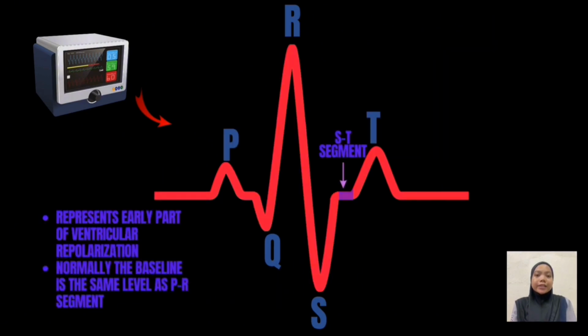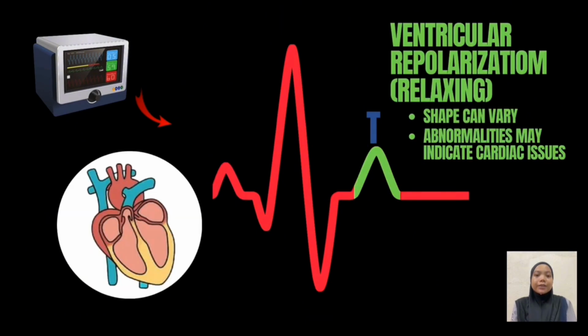Meanwhile, ST segment is the flat isoelectric section following the QRS complex and preceding the T wave. It represents the early parts of ventricular repolarization. Normally, the baseline is at the same level as the PR segment. The T wave is the upward or downward deflection following the ST segment. It signifies ventricular repolarization, the recovery of the ventricles after contraction. The shape can vary and abnormalities may indicate cardiac issues.